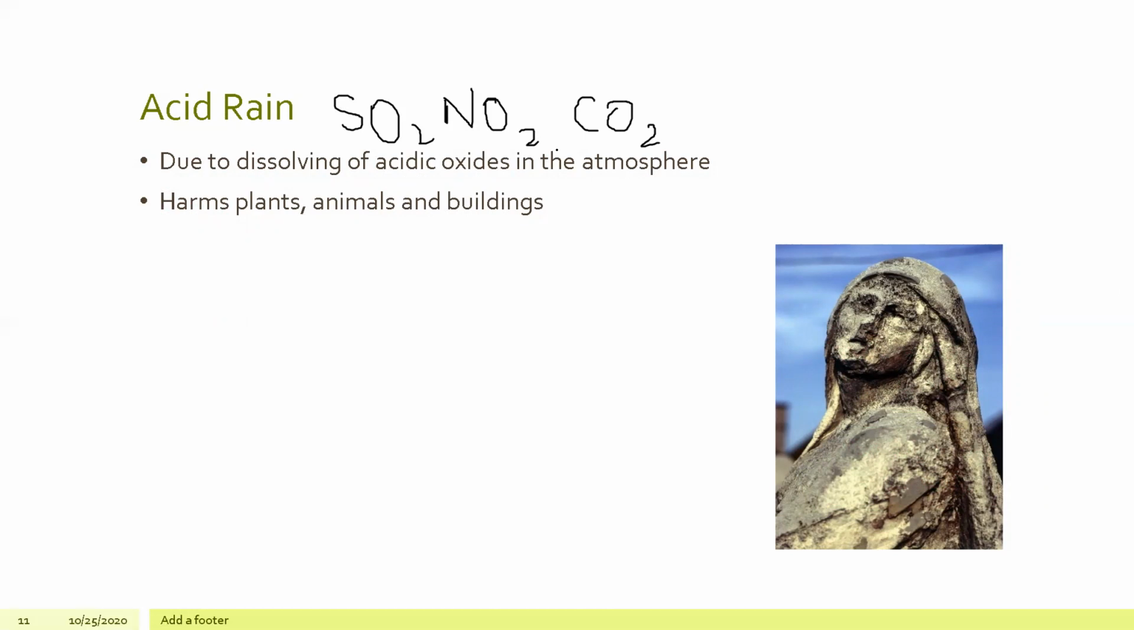And so they're harming plants, animals, and buildings. You can see how they're corroding buildings, especially those made of marble and limestone. For example, the Leaning Tower of Pisa. You can see how it's corroding over time due to acid rain.